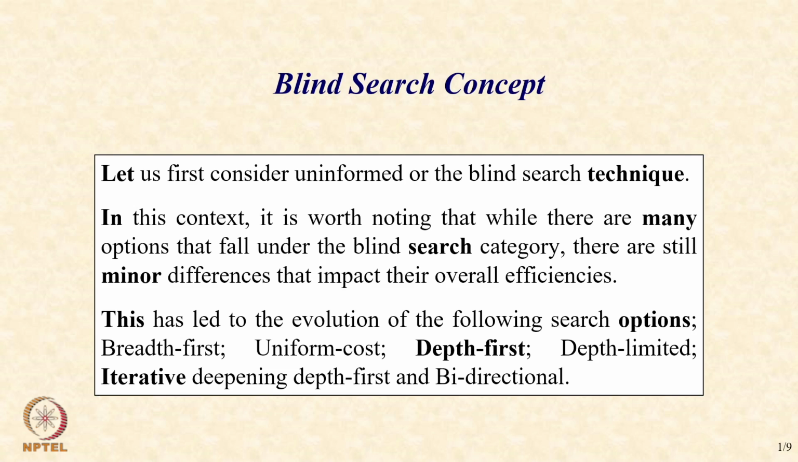First, we will look at the breadth first, then we will look at the uniform cost, the depth first, depth limited option, iterative deepening depth first, and bidirectional. These are the basic blind search techniques where you do not have any problem specific information and you just start the process at whatever the starting point which is specified and then continue the process until you find the goal or the solution.